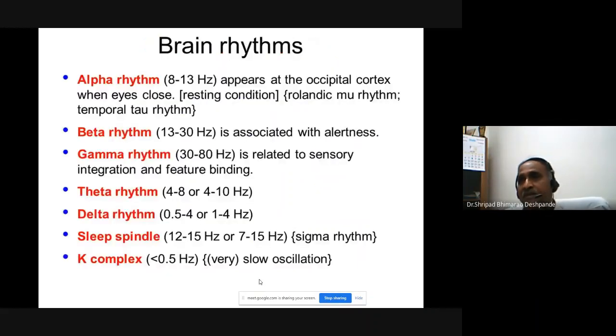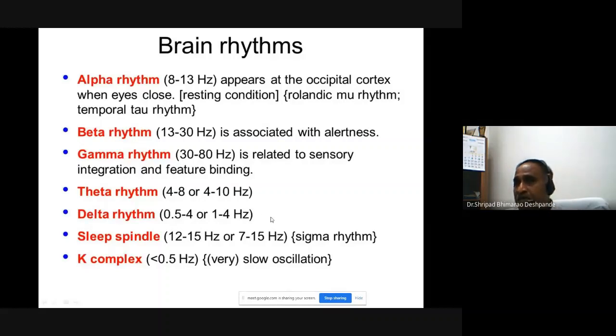Now, coming back, what are the brain rhythms? If I want to summarize, alpha rhythm has alpha waves, beta rhythm has beta waves, that is present in alertness. That is, in a resting condition with eyes closed, alpha rhythm. Gamma rhythm is related to sensory integration and sensory features. Theta rhythm is slowing down and sleep induction.